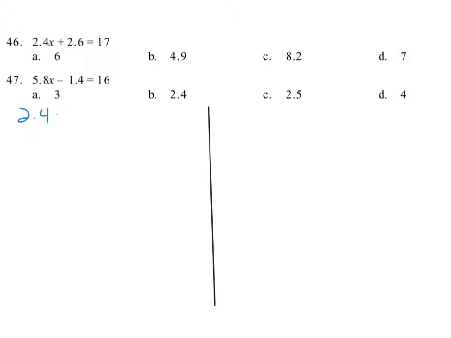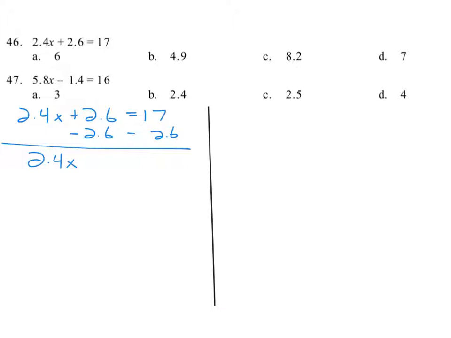2.4x plus 2.6 equals 17. We got to subtract 2.6 from both sides, minus 2.6. And when you do that, you line up the decimals, like there's a decimal after it. You line them up, fill in the 0 if you need to, and you subtract, for example, the tenths place from the tenths place, the ones place from the ones place, etc.